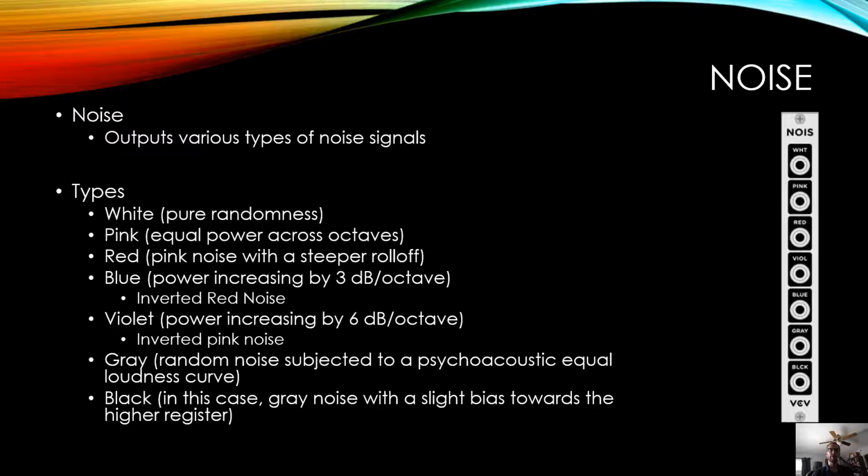Blue noise is with the power increasing by 3 decibels per octave. So that's going to be the inversion of red noise. Violet noise is the power increasing by 6 dB per octave, which will be effectively inverted pink noise. Gray noise is random noise subjected to a psychoacoustic equal loudness curve. So it equalizes the low frequencies so that you hear them at the same volume as the higher frequencies.